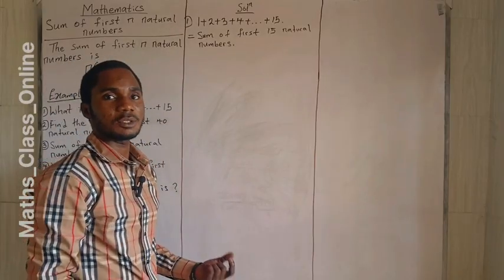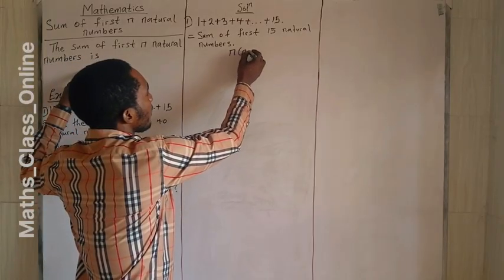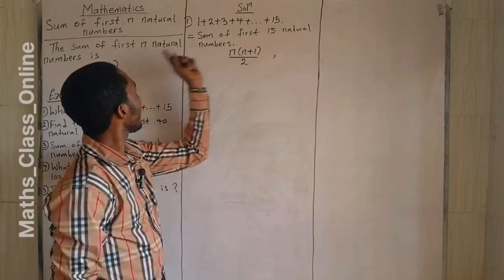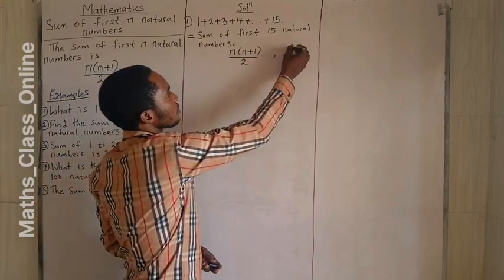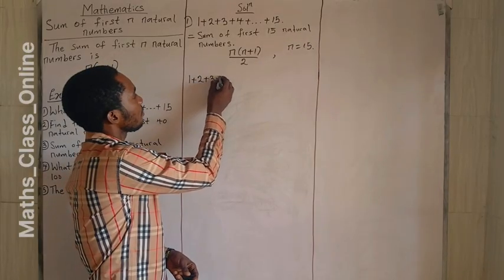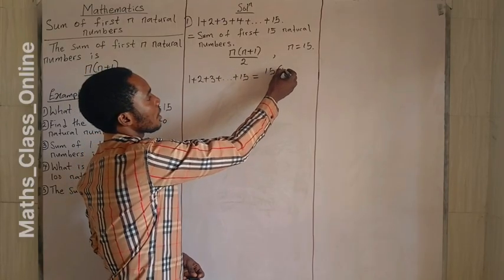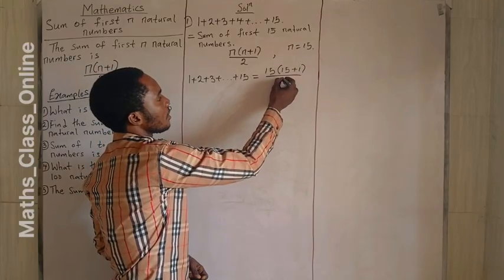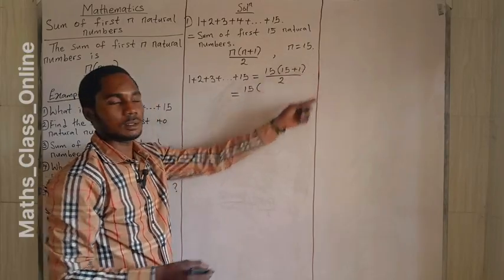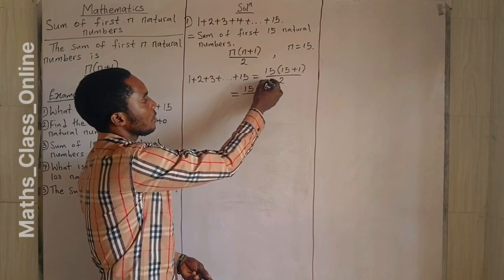And what is the sum of the first n natural numbers using the formula? The formula we have here is what? n open bracket of n plus 1 all over 2. What is the value of n? First 15. That means n is equal to 15. Now, 1 plus 2 plus 3 plus dot dot dot plus 15 is equal to 15 open bracket of 15 plus 1 over 2. This is equal to 15 open bracket of 15 plus 1, that is 16, over 2. 2 here 1, 2 here 8.